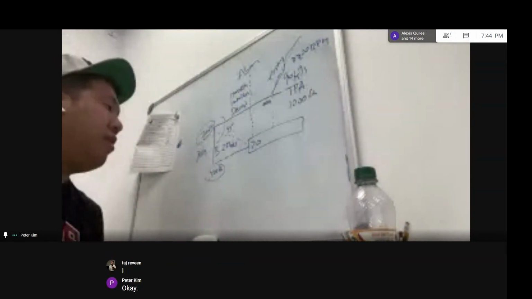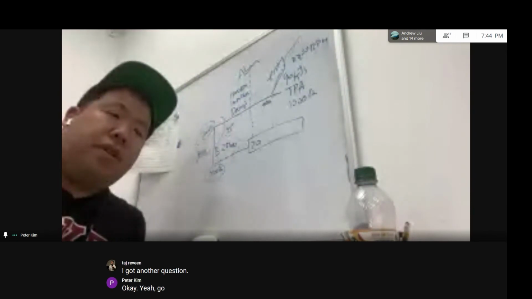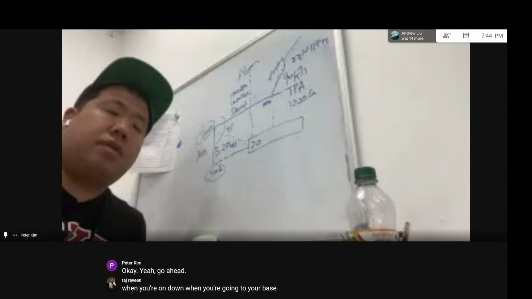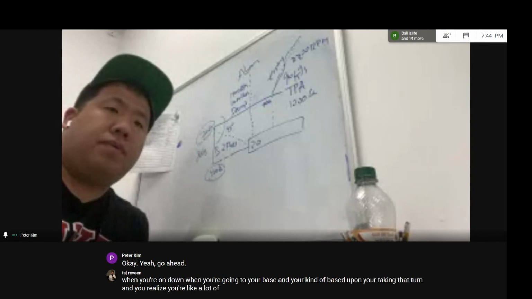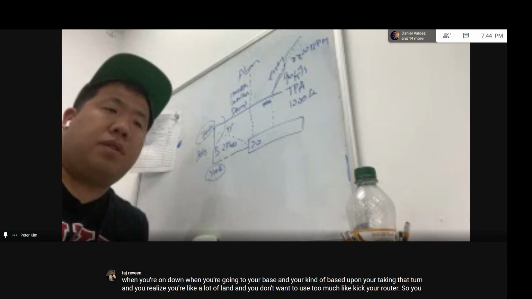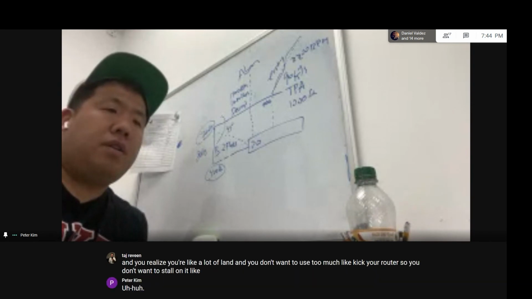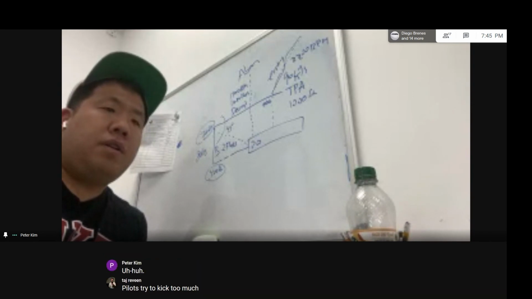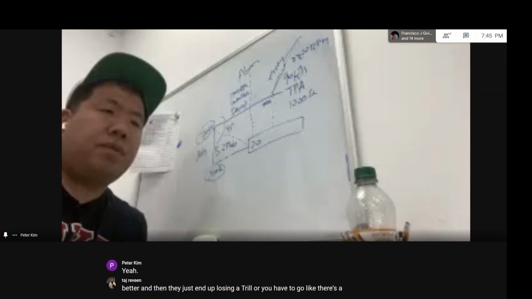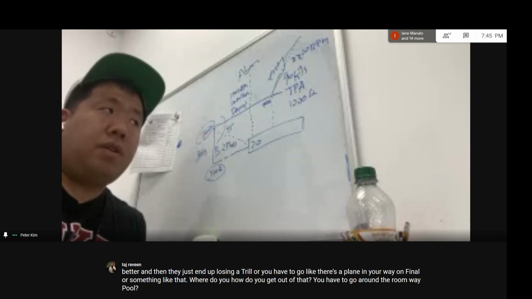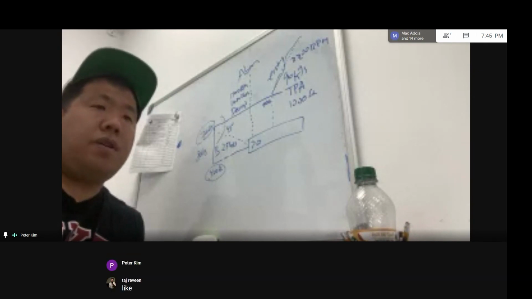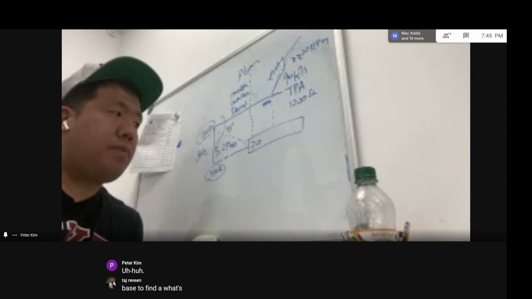I got another question there. Yeah, go ahead. When you're on downwind going to base and then base to final, and you realize there's a lot of wind and you don't want to kick too much rudder so you don't stall. I've heard pilots try to kick too much rudder to get that turn better, and then they end up losing control. Or there's a plane in your way on final. How do you get out of that? Will you have to go around the runway, or if a plane cut you off while you're on base to final, what do you do?